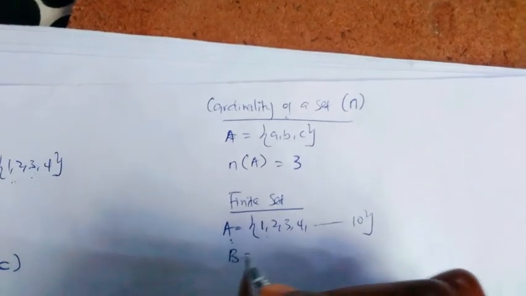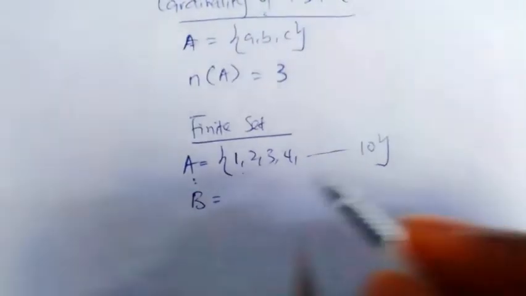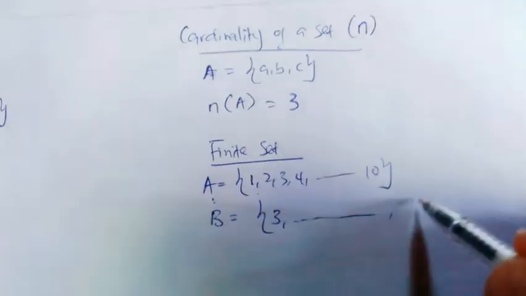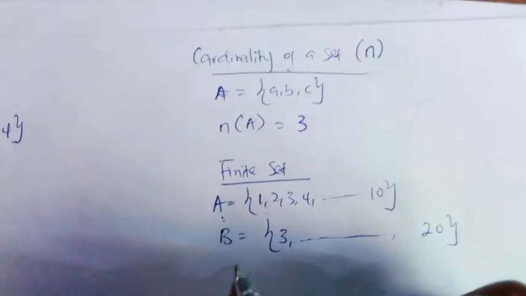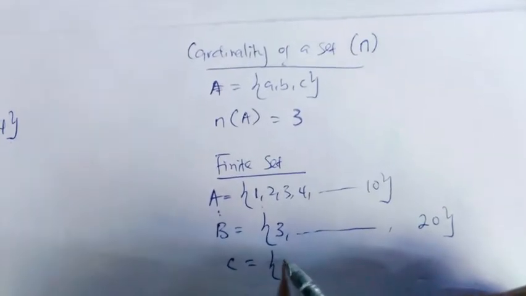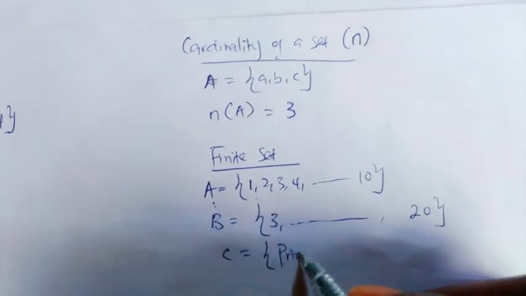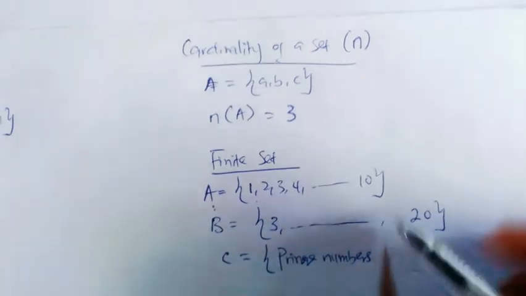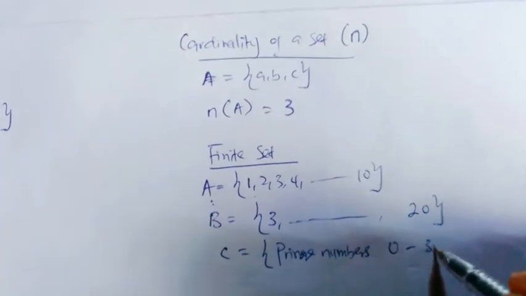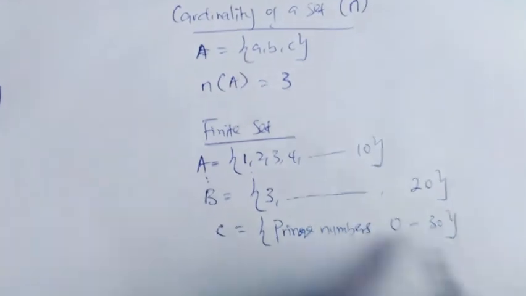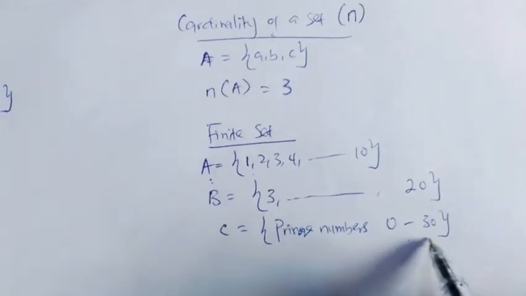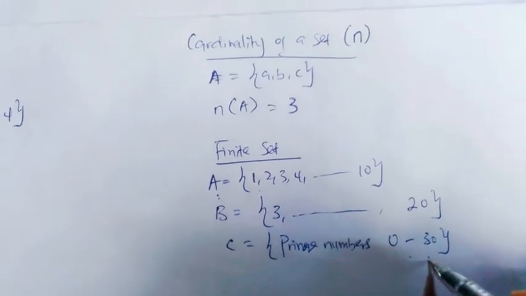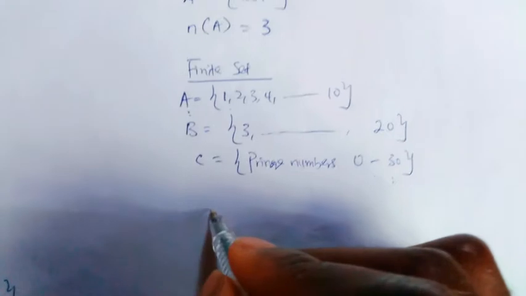Another example is something like this. B, such that I have 3 to 20. C, set of prime numbers between 0 and 30. These are finite sets. Set of prime numbers between 0 and 30: we have a defined number of elements within that set. That's finite set.